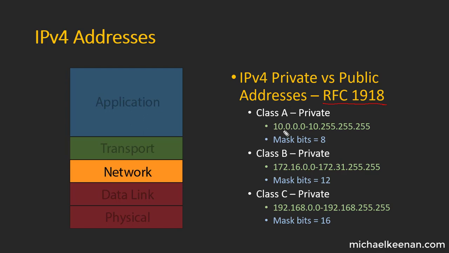You have Class A private addresses, so anything that begins with 10 is a Class A private address. There are 8 mask bits. Class B, anything that starts with 172.16 all the way through 172.31 is a Class B private address. The mask bits are 12 for Class B private addresses, and then you have Class C private addresses. Anything that starts with 192.168 is a Class C private address, and they have 16 mask bits.